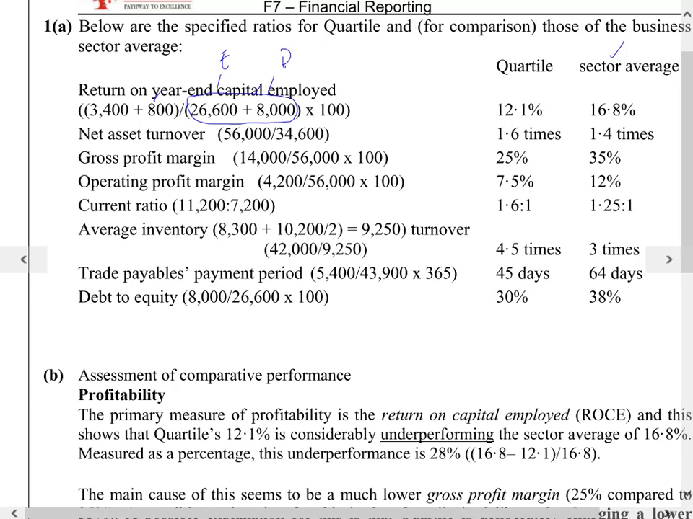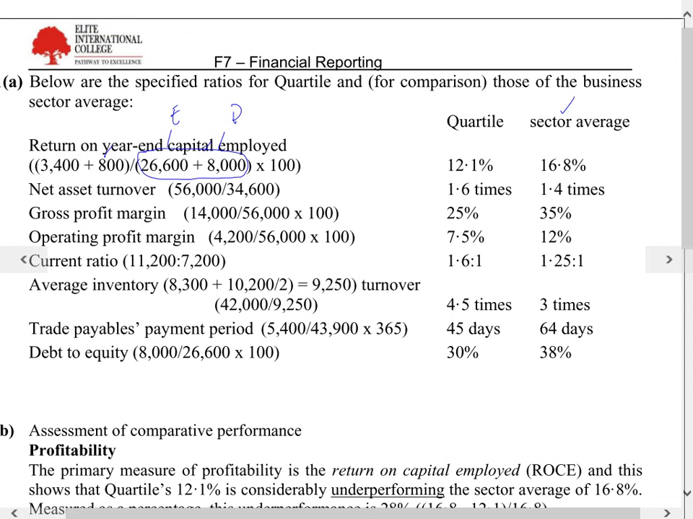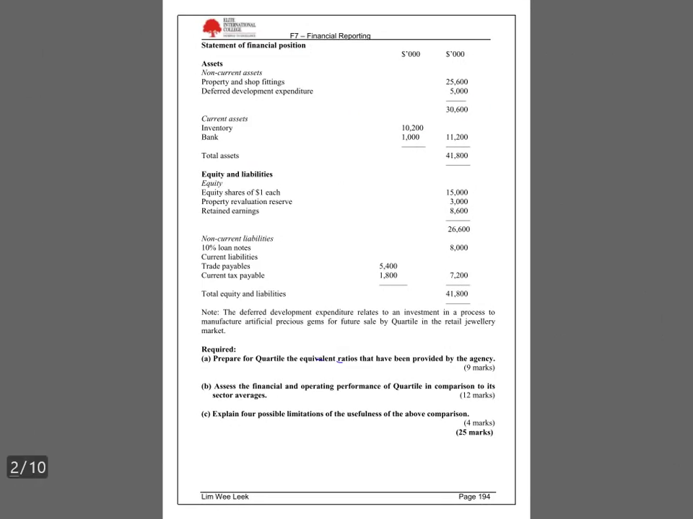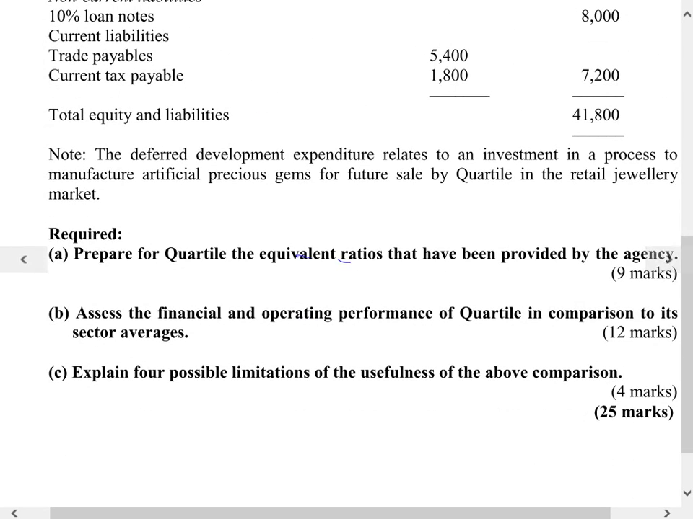Come, let's look at the ratios here. Before we look at the answer, how do you want to answer this? They are in jewelry, they sell jewelry in shops, in retail, in the supermarket. And our company's return is 12, theirs is 16. Asset turnover, ours is higher. Margin is lower. Operating, current ratio. So how do you want to interpret? They ask for financial and operating performance. This one. After we have calculated, you see how many marks is given for part A?